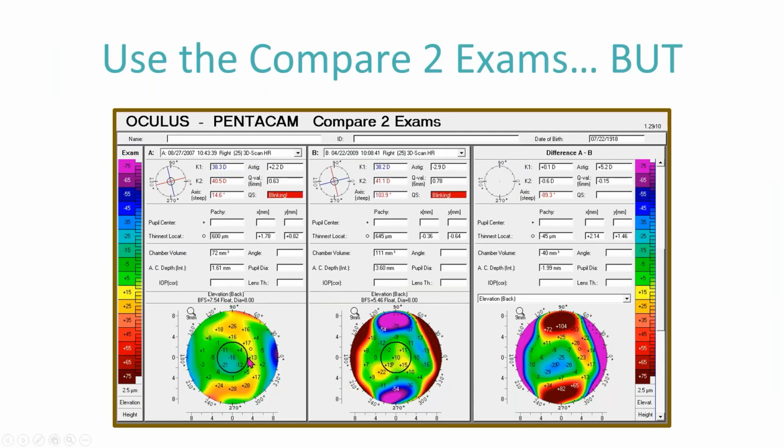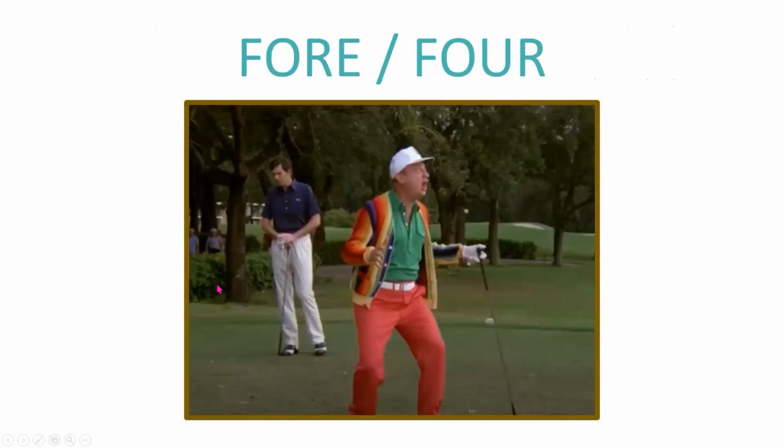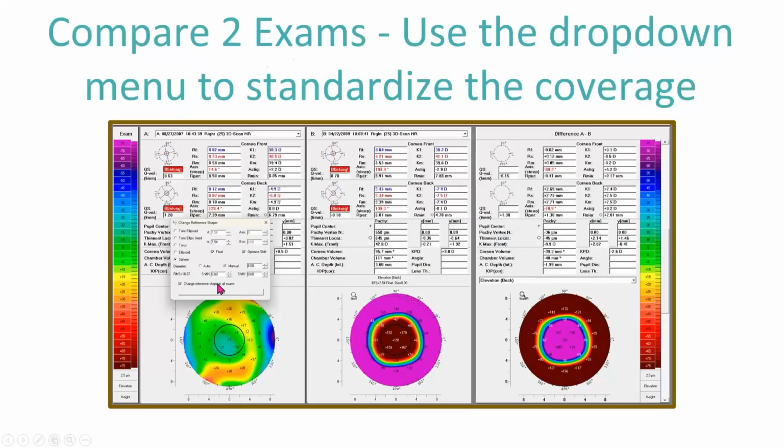So, and most people don't use this, but if you put your clicker over here where it says elevation back or elevation, depending on what you're looking at, and you right click, it will open up a dialog box. And you'll notice there's a little thing in the bottom here that says change reference shape in all exams. If I click on that, you'll notice that, again, I'm blocking it, so I'm going to back up. This one is 7.54. Now when I click change reference shape in all exams, now this is the same best reference surface, 7.54. So I'm making measurements now on the same reference surface.